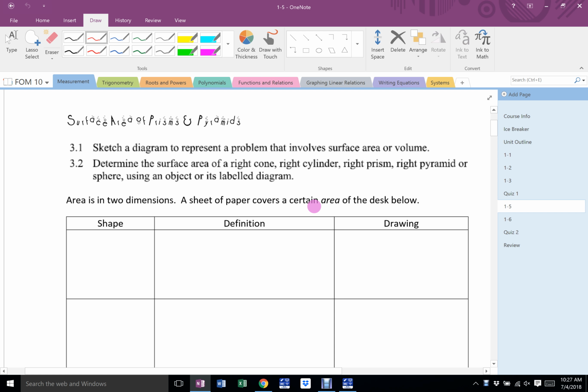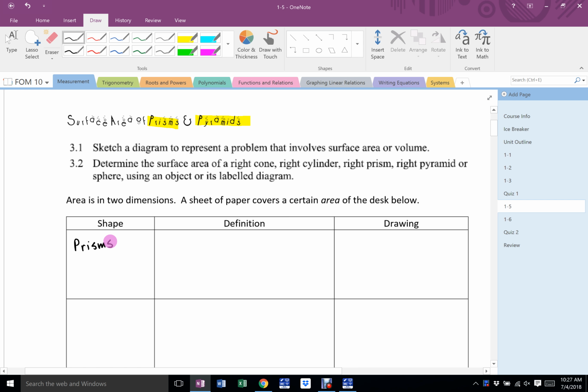Yeah, all right. So, you will notice that we are dealing with two kinds of shapes right now, prisms and pyramids. Hopefully, at some point in your past, you have all looked at prisms. So I'm going to start with prisms.